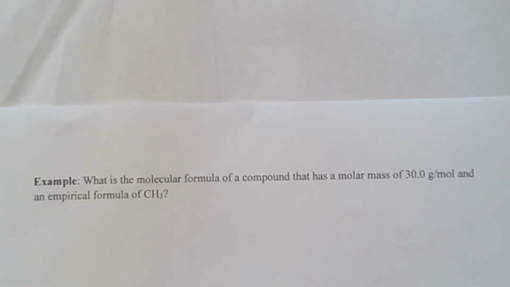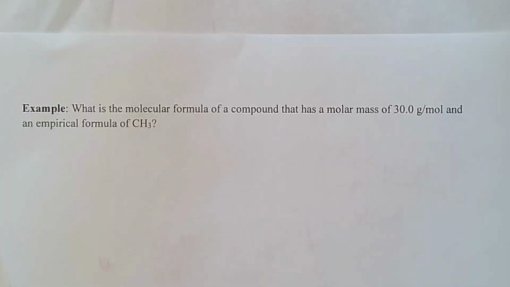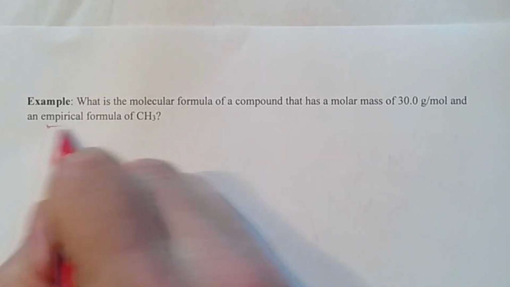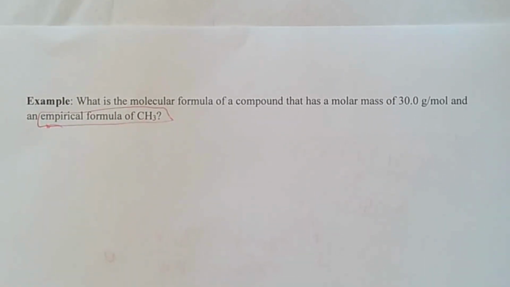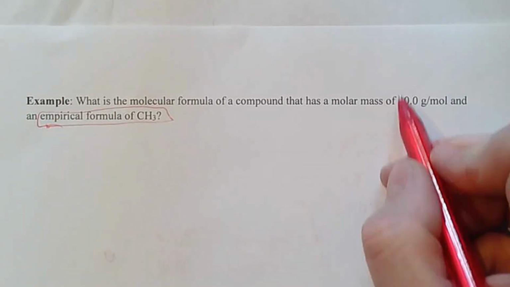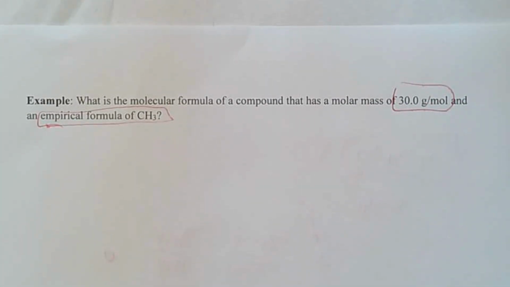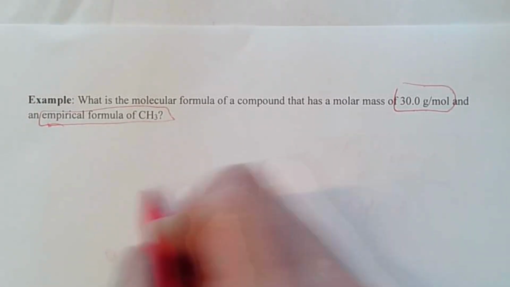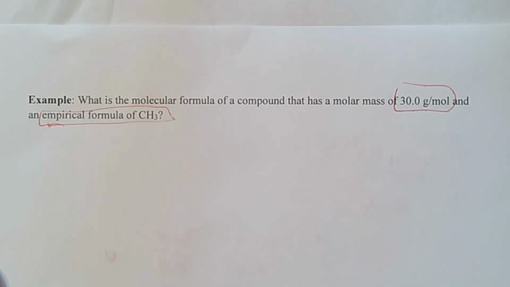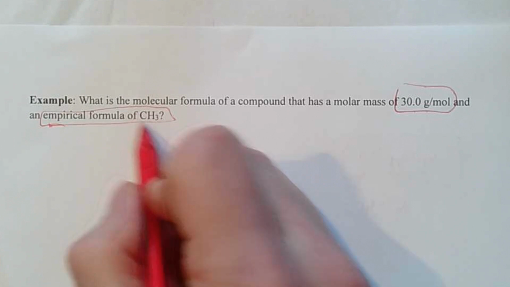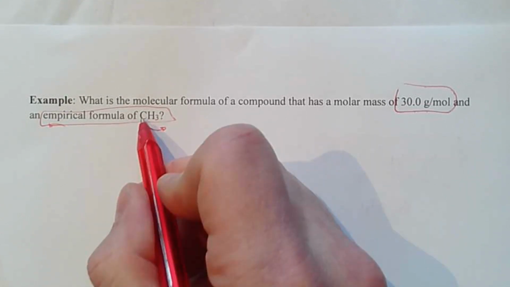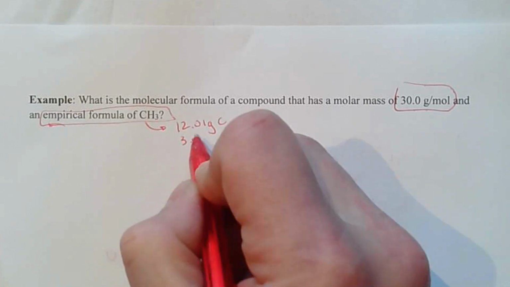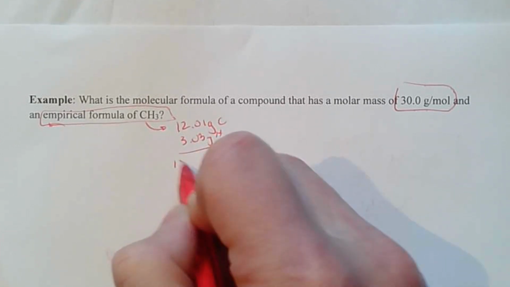All right, and then here is a different style of problem you might run into for molecular formula, which is much easier because it tells you the empirical formula. The empirical formula is CH3, and it tells you the actual molar mass is 30. So the only step you have to do is that final one from the last problem, which is to compare. We have to figure out what the molar mass of the empirical formula is, which is 12 plus 3.03 for the 3 hydrogens, that's 15.